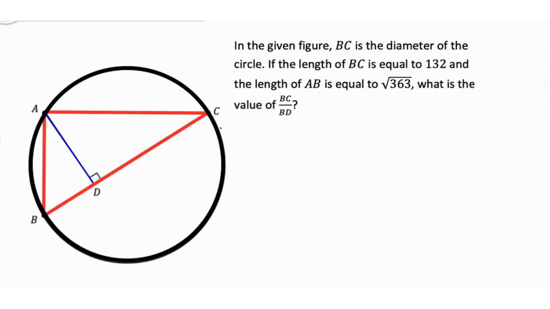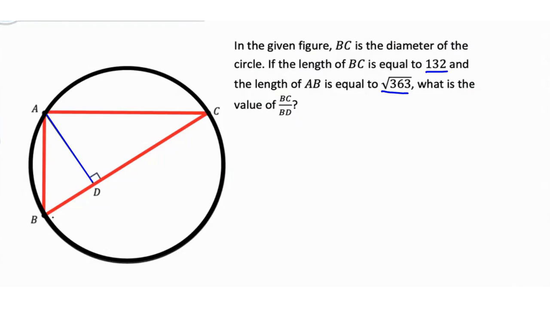In this figure, we are given a circle, and inside this circle is a triangle inscribed. Here it's given that BC is the diameter of the circle, and BC's length is given as 132. And the length of AB is given as under root 363. We have to find the value of BC upon BD, and it's also given that this is right angle.